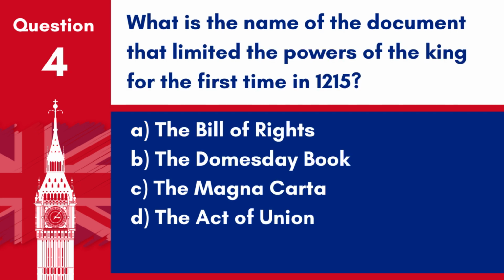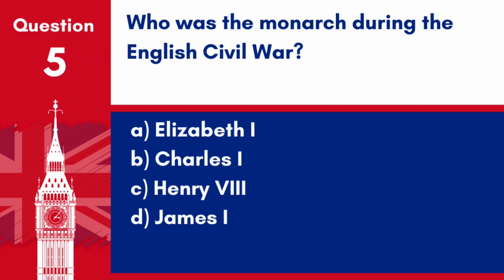Question 4. What is the name of the document that limited the powers of the king for the first time in 1215? A. The Bill of Rights, B. The Domesday Book, C. The Magna Carta, D. The Act of Union. Answer C. The Magna Carta. The Magna Carta, signed in 1215, was a landmark document that limited the powers of the king for the first time.